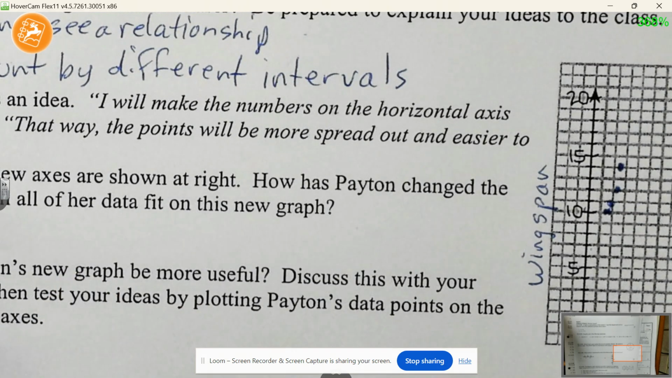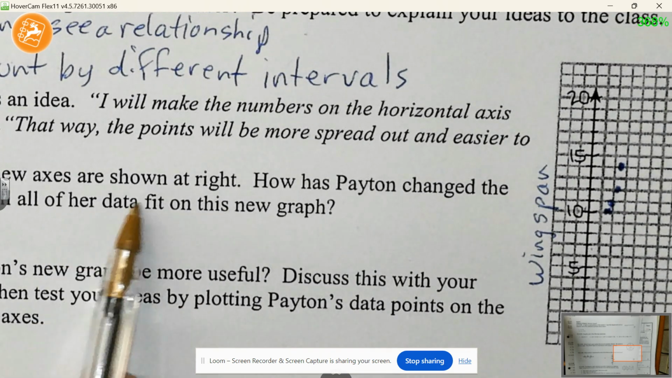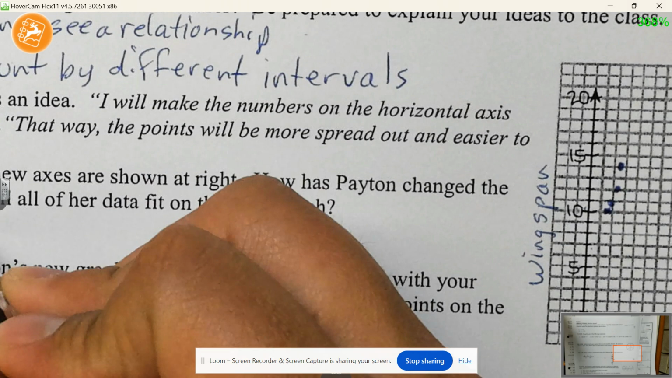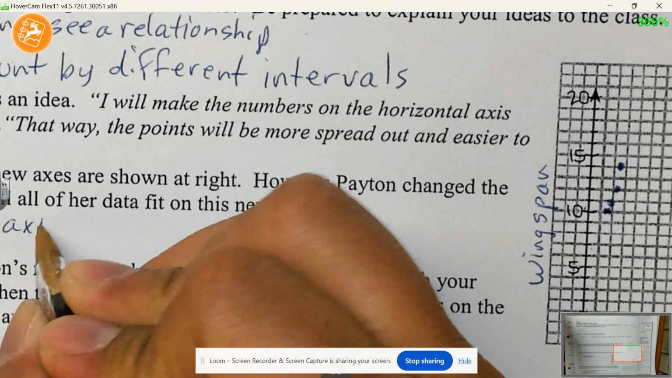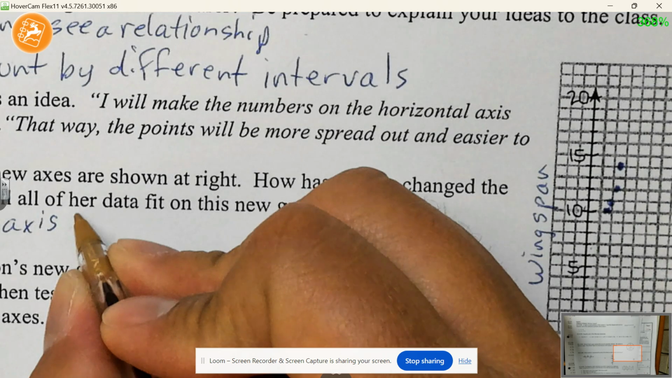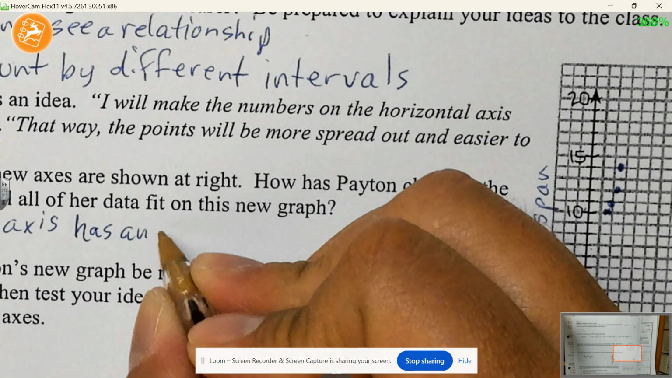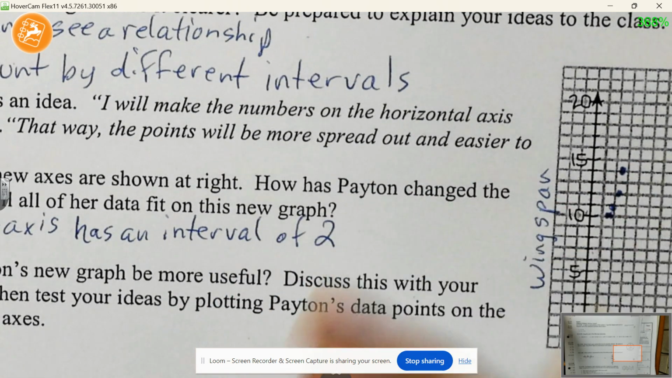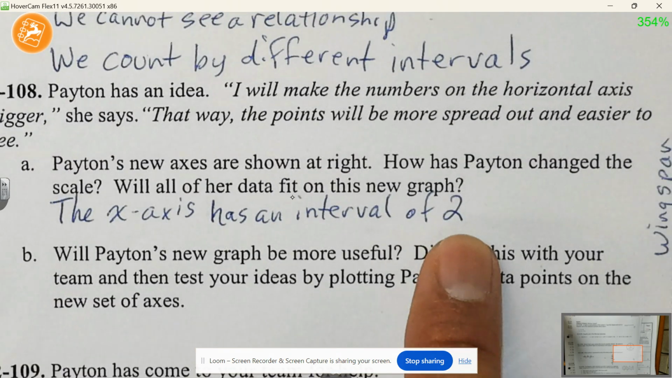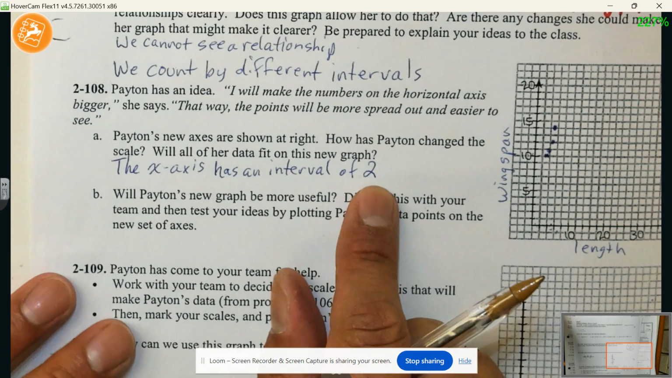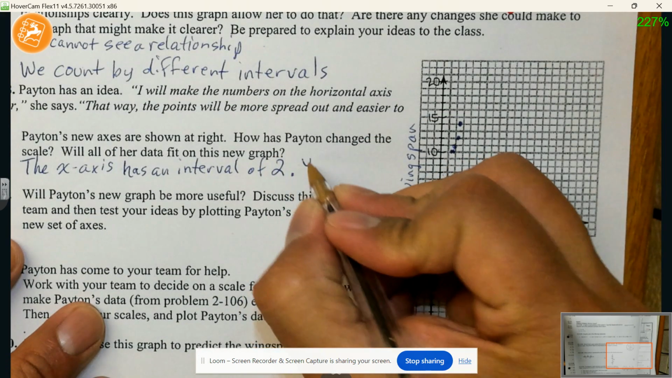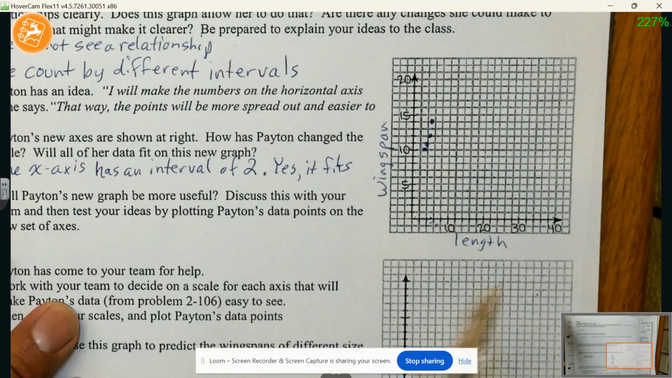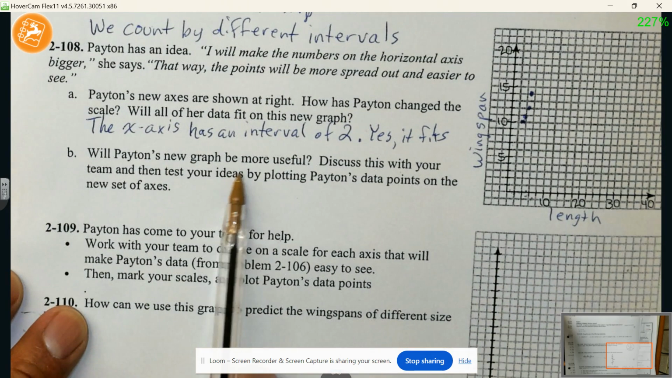Okay, so how has Peyton changed the scale? So what happened is the x-axis has an interval of 2, okay, instead of 1, the interval of 2. And will all the data fit in the graph? It looks like it all did fit. Okay, so all the data fits on the graph. Will Peyton's new graph be more useful?